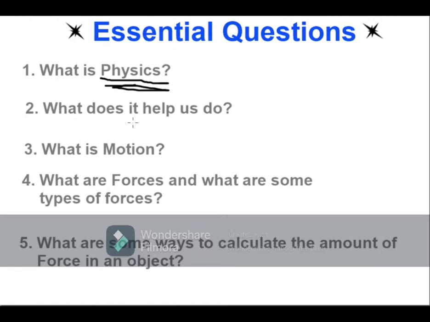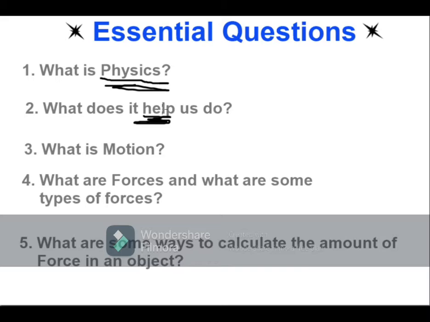Okay, let's go to question 2. What does it help us do? Well, it helps us learn more about the concepts like motion and forces, as you learn more and more equations, formulas, and stuff, as you'll see soon in this video.